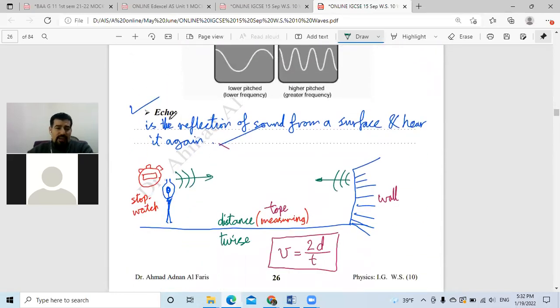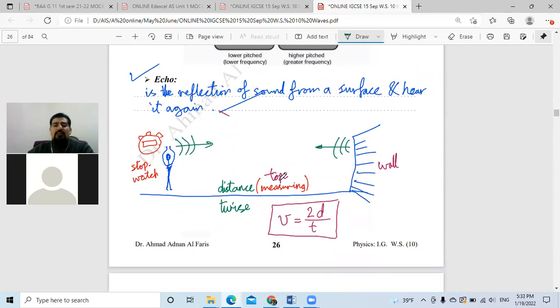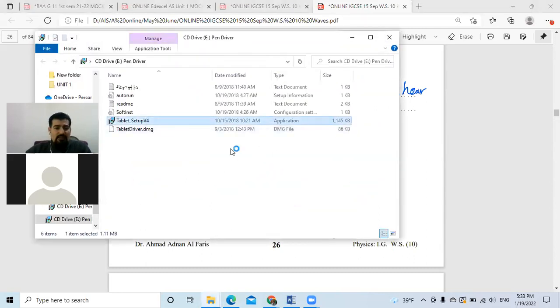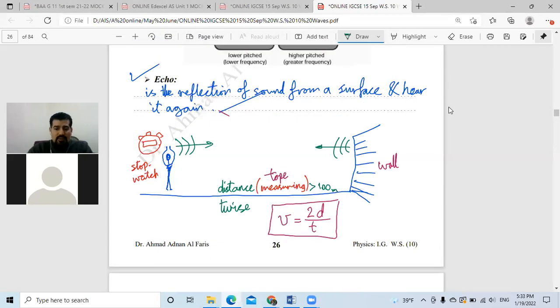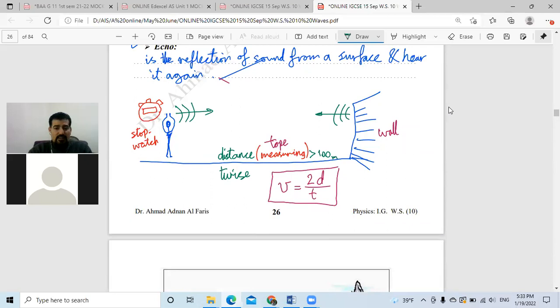Then we talked about the echo and how we can use the echo technique to find out the speed of sound, by doing an experiment in front of a wall with a large distance. This distance is supposed to be greater than approximately 100 meters. If it's 200 meters, it would be better. Whenever the distance is bigger, it will be more accurate.